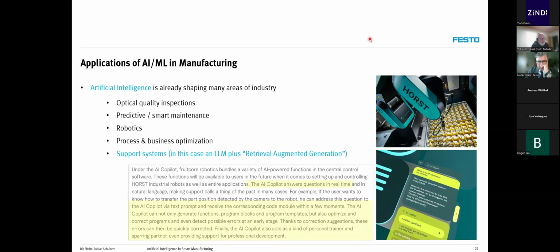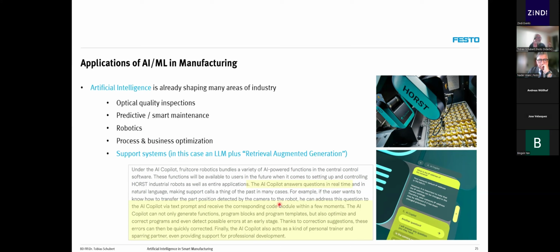What we see right now, since let's say 1, 2, 3 years, is some kind of support system, typically called the AI co-pilots. We have it in Siemens PLCs. We have it in some robot vendors like Fruitcore, for example, which produces a robot called Horst. Once you want to program this robot, you can ask the co-pilot, how can I do that? How can I teach a position? Can you provide me some templates? Can you program this part and all that stuff?